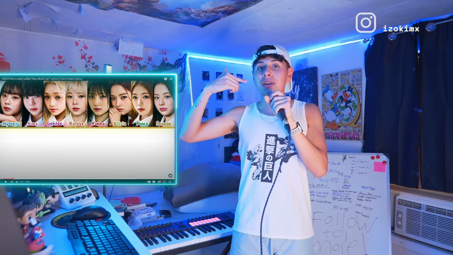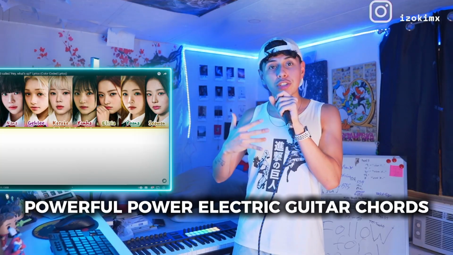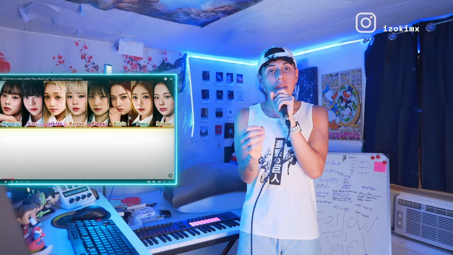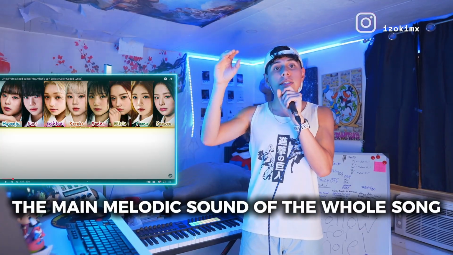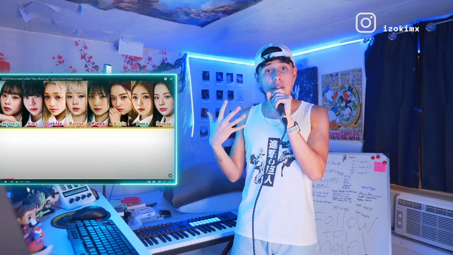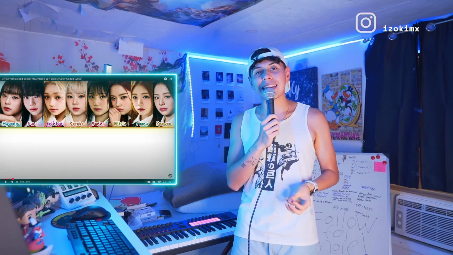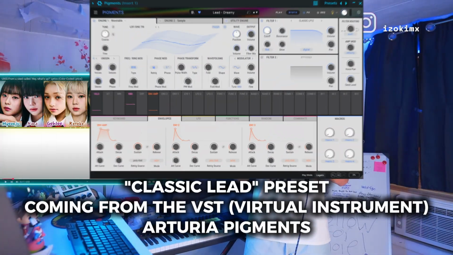Very inspirational, powerful, electric guitar chords playing as well. Dun, dun, da, dun, da, da, dun, da, dun, dun. That, my friends, is called a lead, which is essentially the main melodic sound of the whole song that we will forever remember when we are finished listening to this. You feel me? I know exactly which one that is as well. I have used it in so many of my own productions.